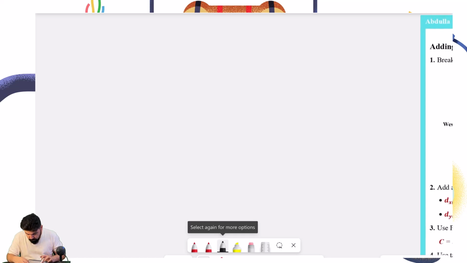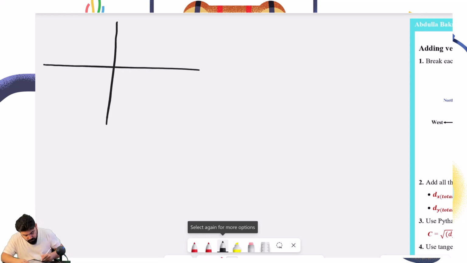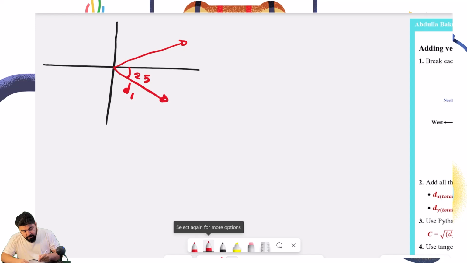So it's okay if you have more than one vector when you are analyzing the components of a vector. Now how can we do this? Let's say we have two vectors. This is 25. I'm going to call this d1, displacement. And let's say I have another vector, d2, and the angle of this is equal to 20.